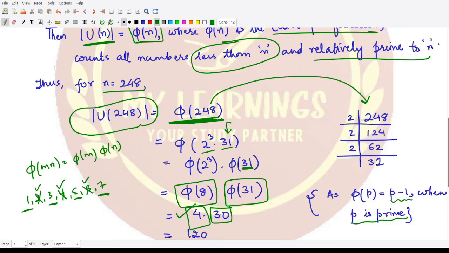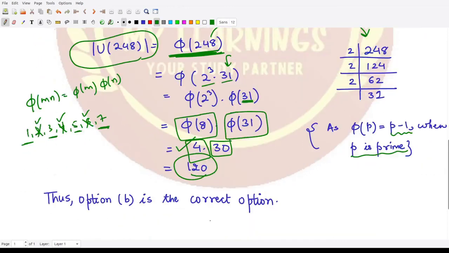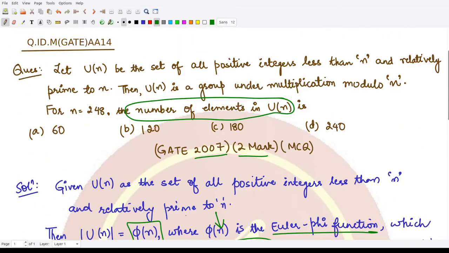So 4 into 30 is 120. So 120 is our answer. Hence option B here is the correct option.